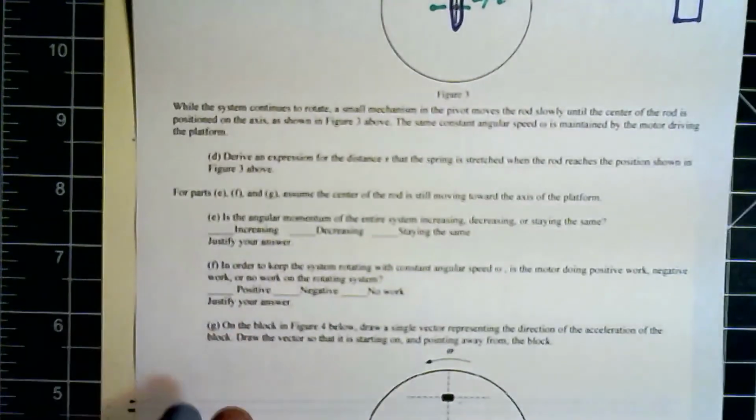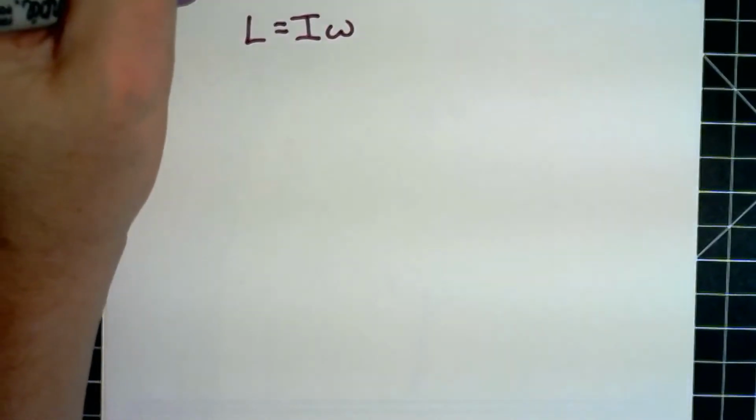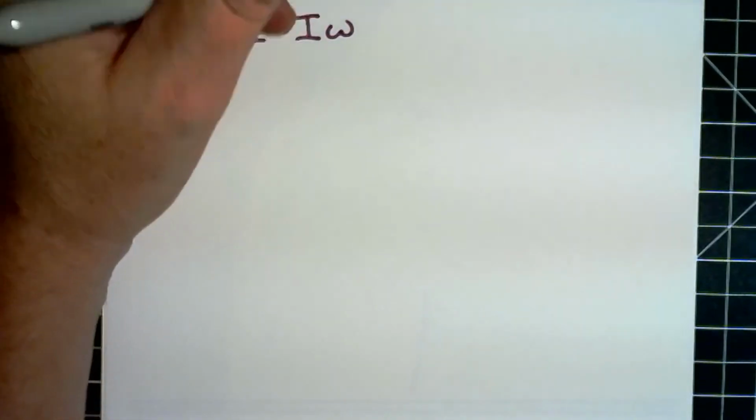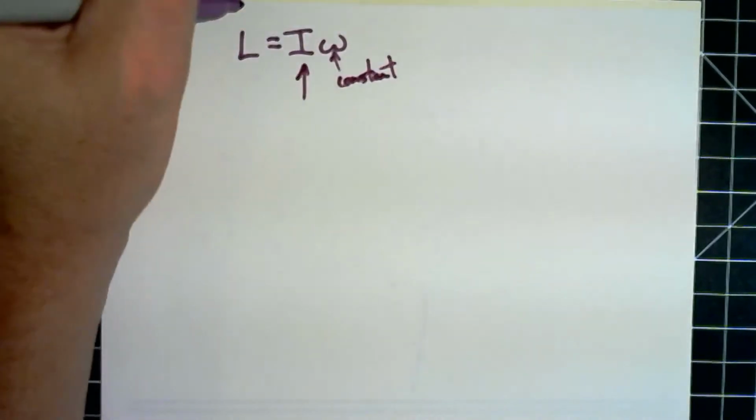Part E says, is the angular momentum of the entire system increasing, decreasing, or staying the same? So what you need to think about is, what is angular momentum? Well, angular momentum, which is L, is equal to I omega. All right, so from the problem statement, it says omega stays the same. We're keeping the same angular speed. So this term is just a constant. So then we've got to say, well, does I change?